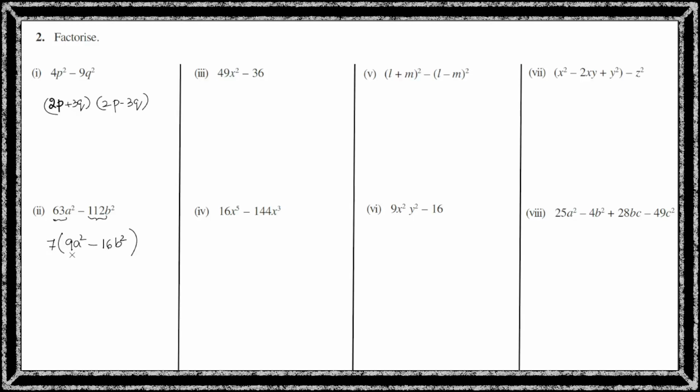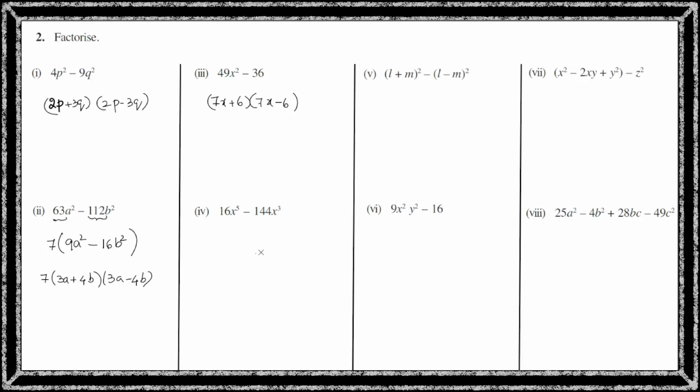Correct? Now you can see that 9a square and 16b square are perfect squares, which are nothing but 3a plus 4b into 3a minus 4b. That's it. So that is my factorization. Here again I have two perfect squares, perfect for me. I can quickly write down the factors, right?